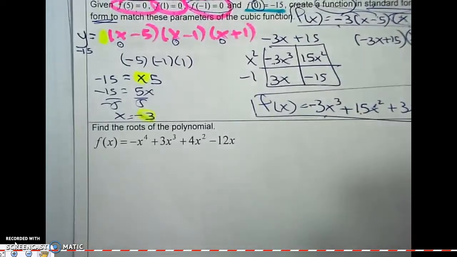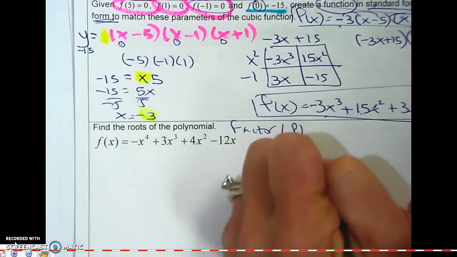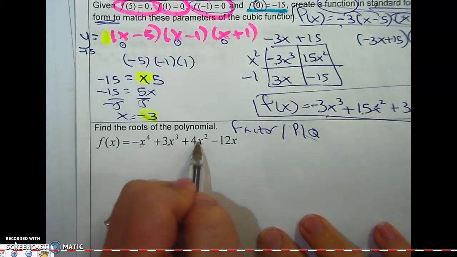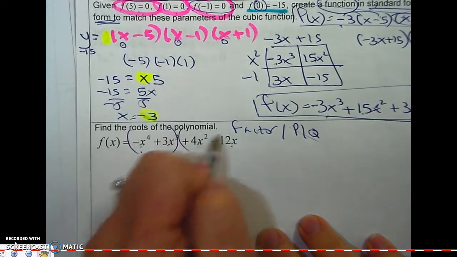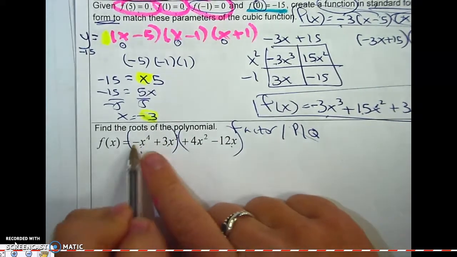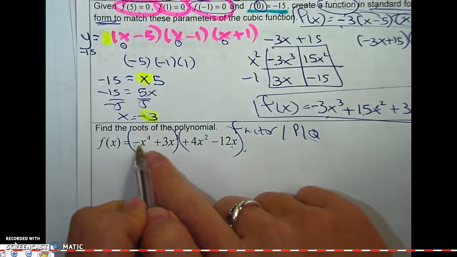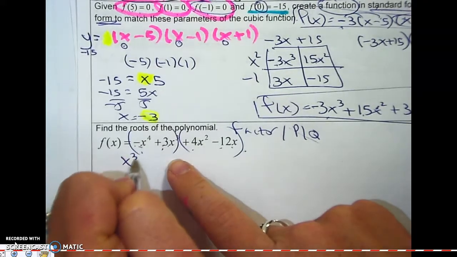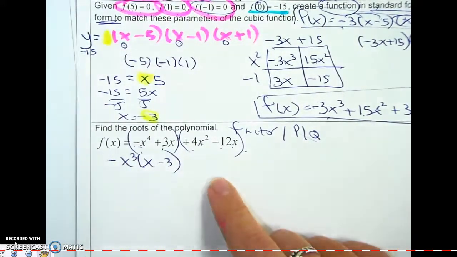Okay, find the roots. So I can either factor or I can do the PQ method. Honestly, I'm pretty good at factoring, so if I can avoid the PQ method, I'm going to do that. I notice they all have an x. I also notice there's 4 of them, so this looks like factor by grouping. I notice this is minus plus, and this is plus minus. So I'm going to change this minus plus to a plus minus. When I do that, I notice they both have 3 x's I can take out, and I want to take out a negative, and I'd be left with x minus 3.